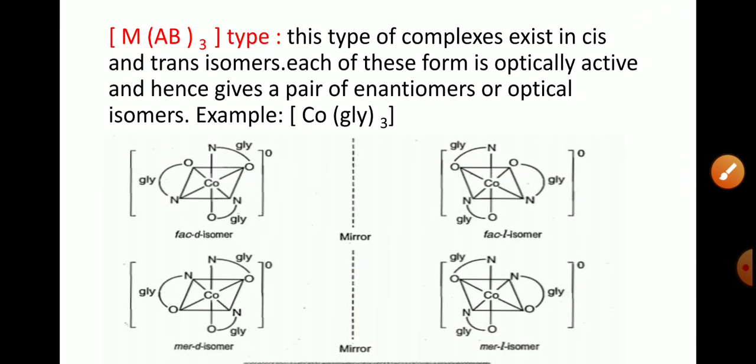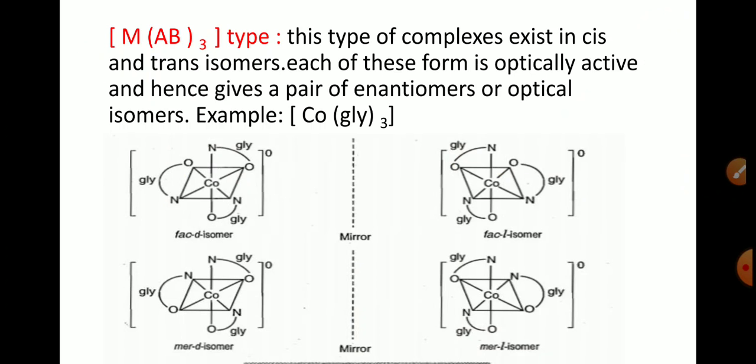Next one is MA3B3 type. This type of complex exists as cis and trans isomers. Each of these forms optically active isomers, as we have seen in the first MA3 type of complexes, which form chelating complexes, or they are chelating ligands. Such ligands always exist as optical isomers, or a pair of enantiomeric forms.